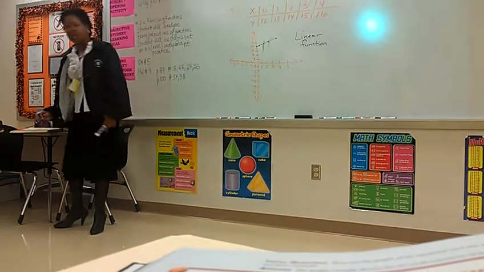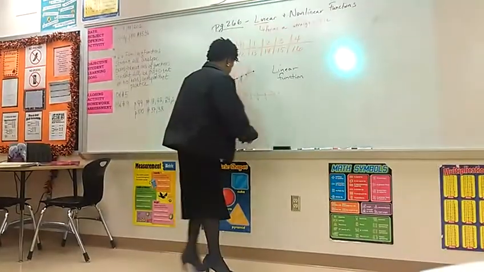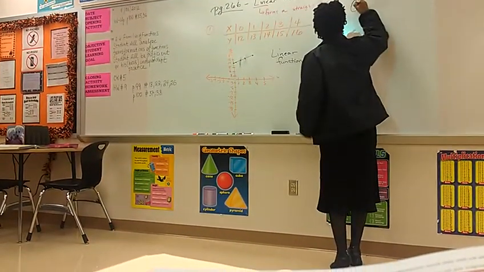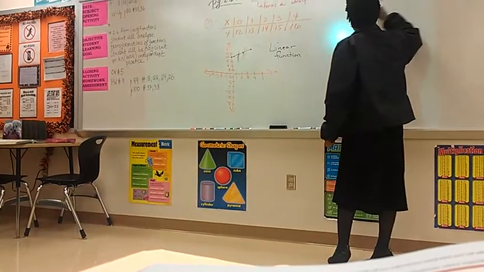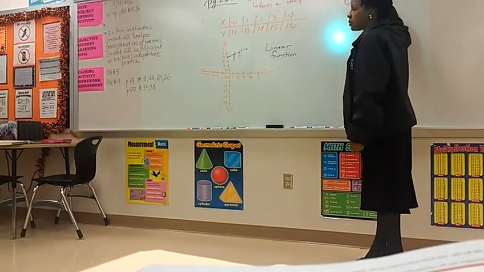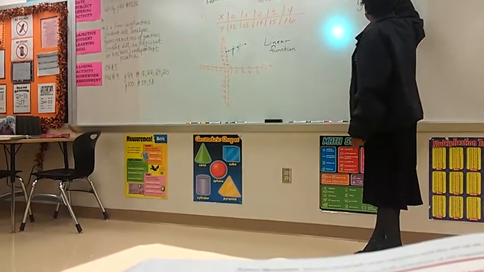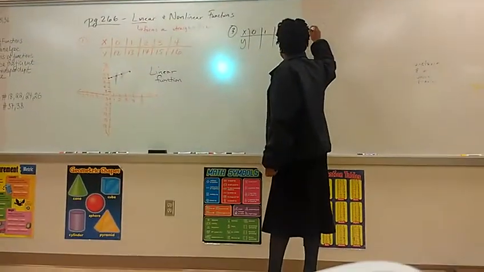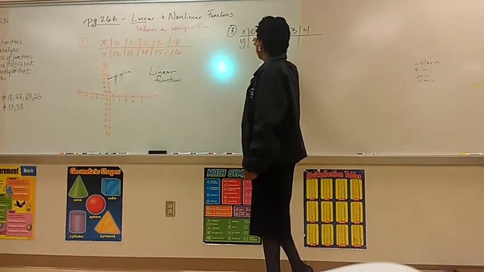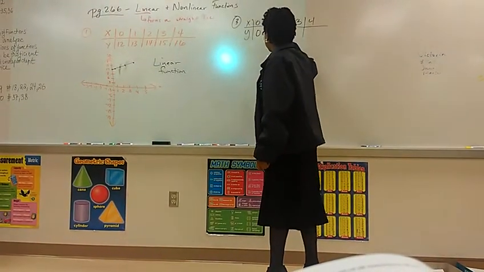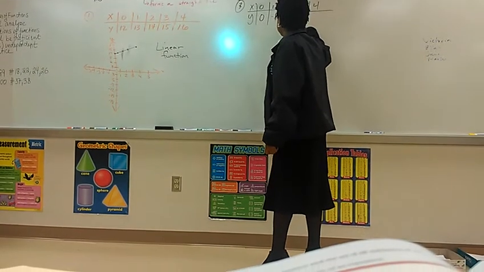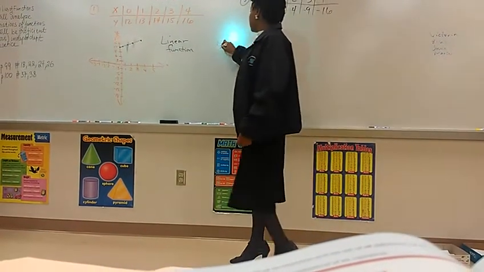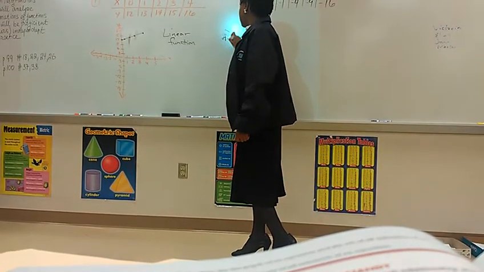All right. Look at number 3. Somebody tell me what the table for number 3 says. Zero. This is the top: 0, 1, 2, 3, 4. Bottom: 0, negative 1, negative 2, negative 9, negative 16. All right. And then what's A?